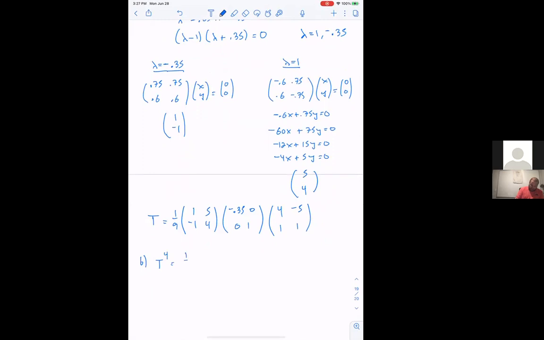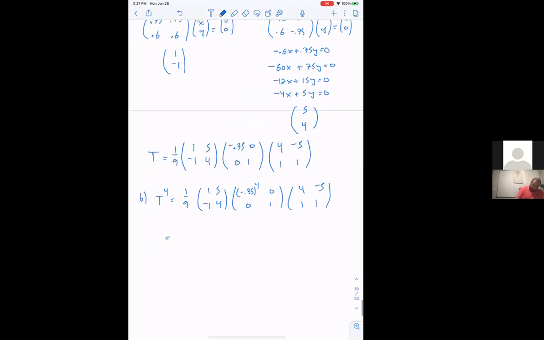So T to the fourth is 1/9, 1, 5, negative 1, 4. Negative 0.35 to the fourth, 0, 0, 1. And then 4, negative 5, 1, 1. And then verify your result using your GDC. So they actually want us to go through with this whole thing.